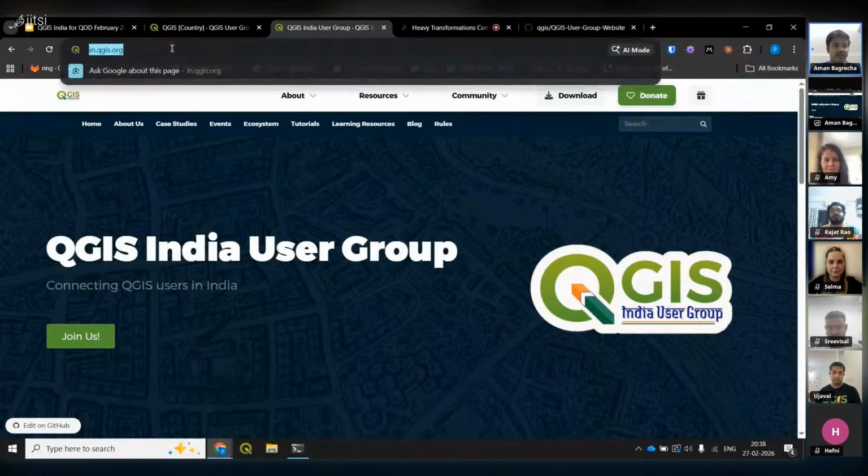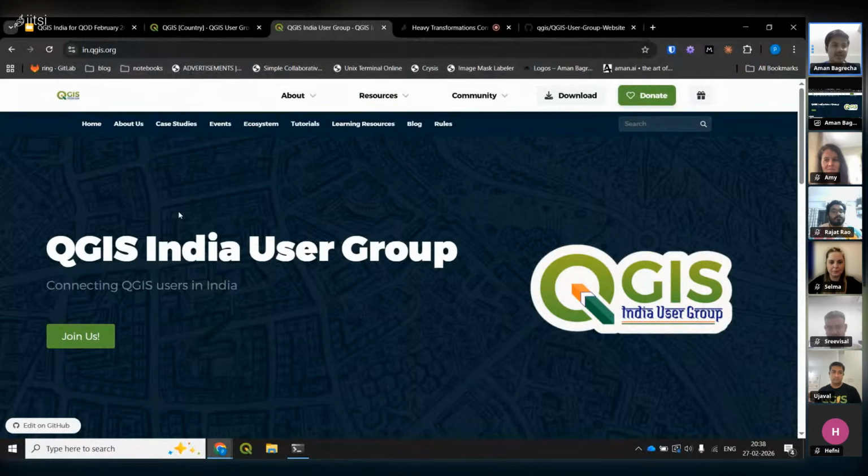So you can see in.qgis.org. We are the first one to do it, even though we are not the first to be a user group, late, but anyway, we are using this template for the first time. So if any user group wants to build their own website, I think we might be able to guide you.